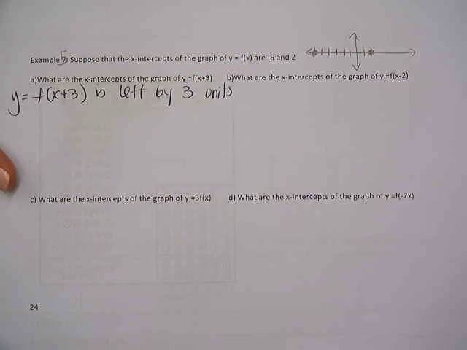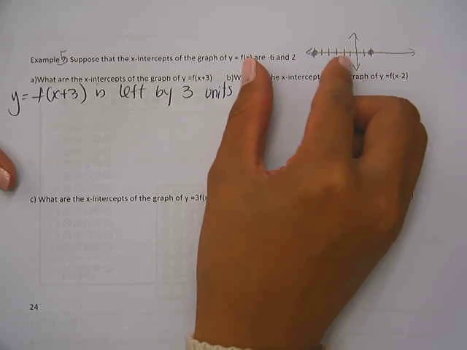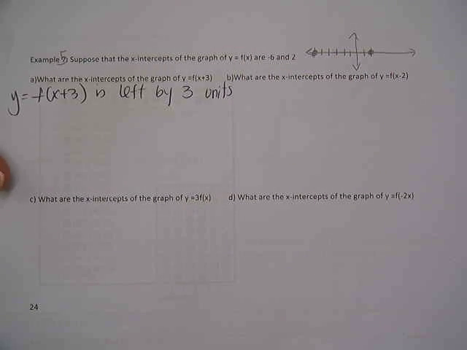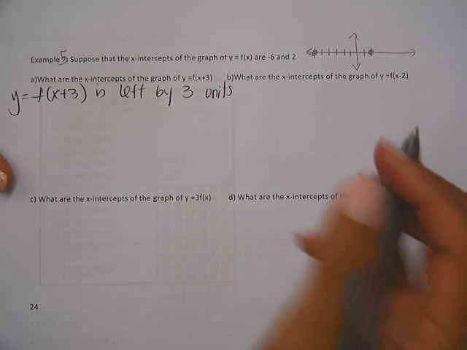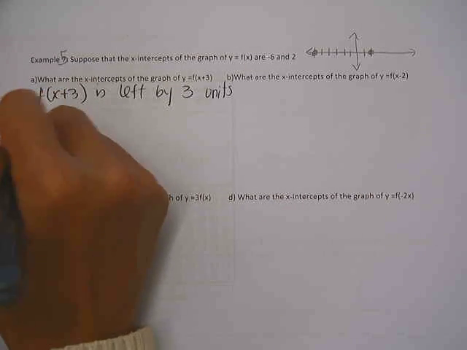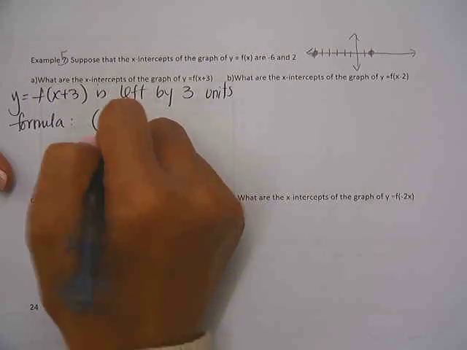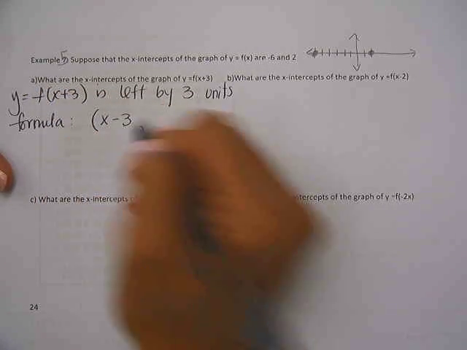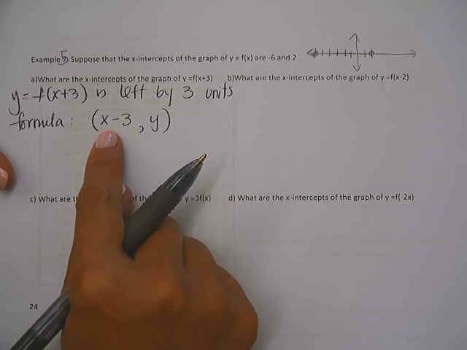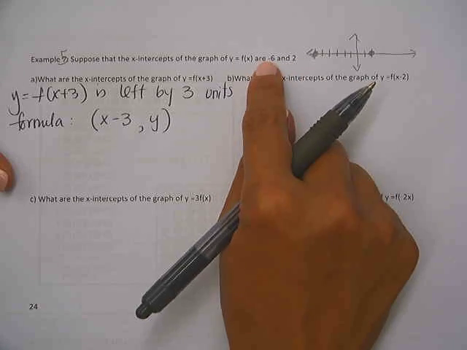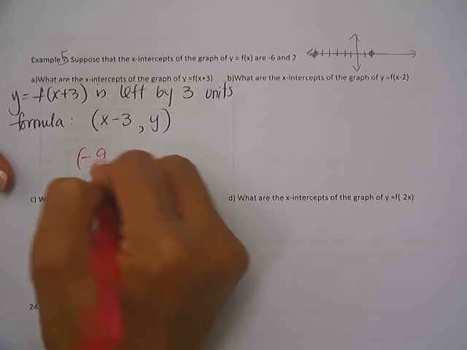Okay. So what I'm going to do is I'm going to take these two x-intercepts. I'm going to move them to the left by 3. So what I do have is pretty much, okay, the y values don't change. So let's look at this really quick. This is a formula. Okay. All you do is you take your x and you subtract 3. The y value will stay as y value. So x used to be at negative 6. Negative 6 minus 3 is now, I'm going to write it in red, negative 9.